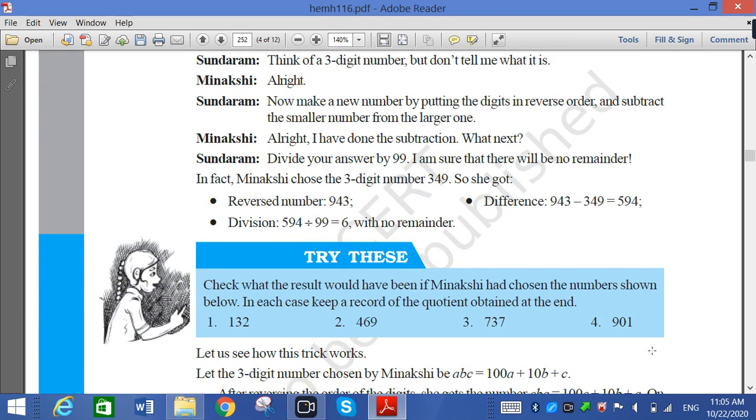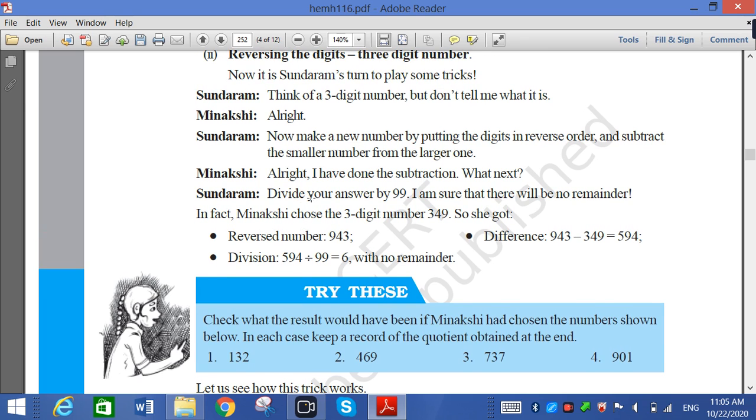Now the 3-digit number. In a 3-digit number, there are two different ways we can take, because here one question is related to the 3-digit number. Now your answer is divisible by 99. I am sure you will know the remainder is 0. Meenakshi chose a 3-digit number, that is 349. So she got 943 when reversed. Now 943 minus 594. So 594 is divisible by 99.